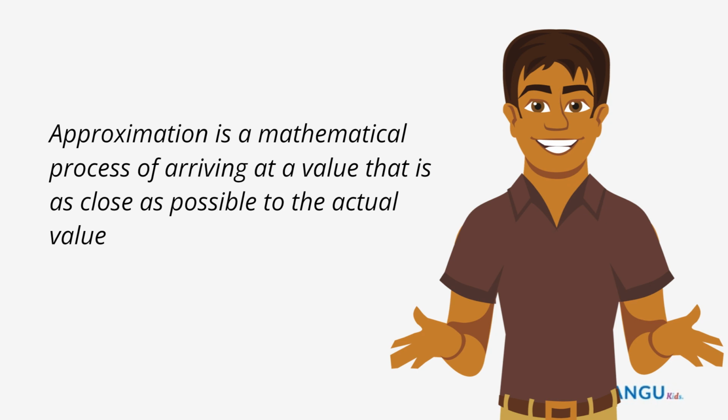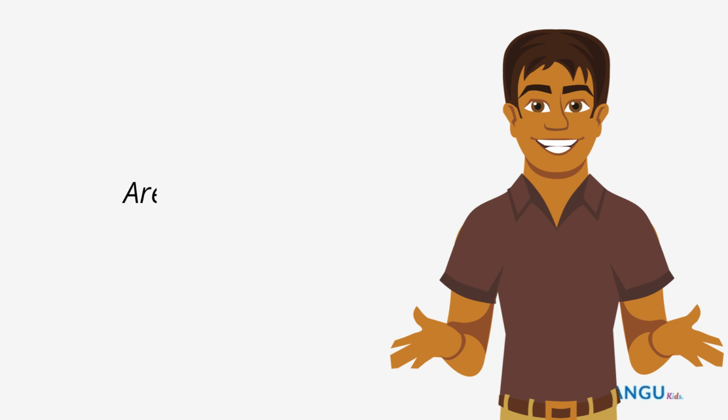Approximation is a mathematical process of arriving at a value that is as close as possible to the actual value. An approximate answer can either be more than the actual answer or less than the actual answer. Okay, are you confused? Well, don't worry. We'll look at some examples to help you understand.